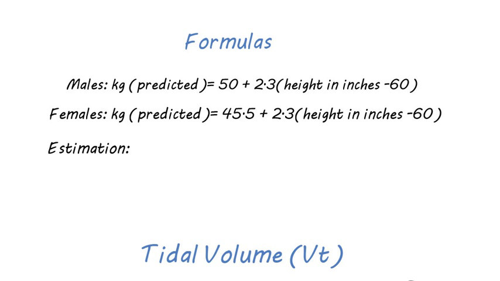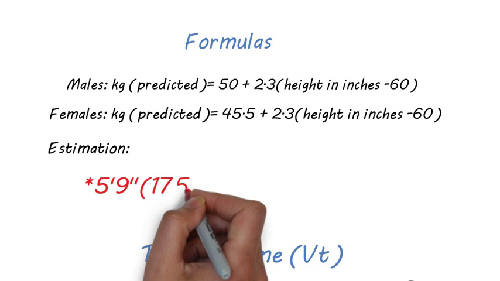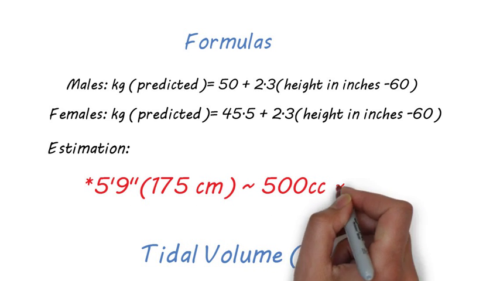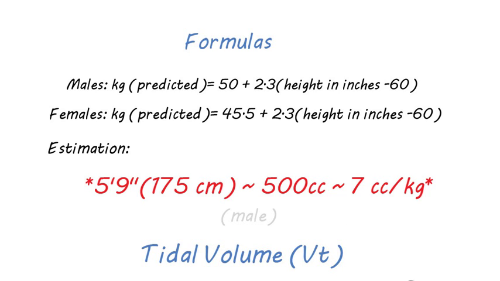A good set of numbers to keep in mind is the following. For a 5'9" or 175 centimeter male, a tidal volume of 500 cc's is equivalent to 7 cc's per kilogram. Using these numbers, you can adjust the tidal volume up or down based upon height until you have time to cross-check by formula or table.